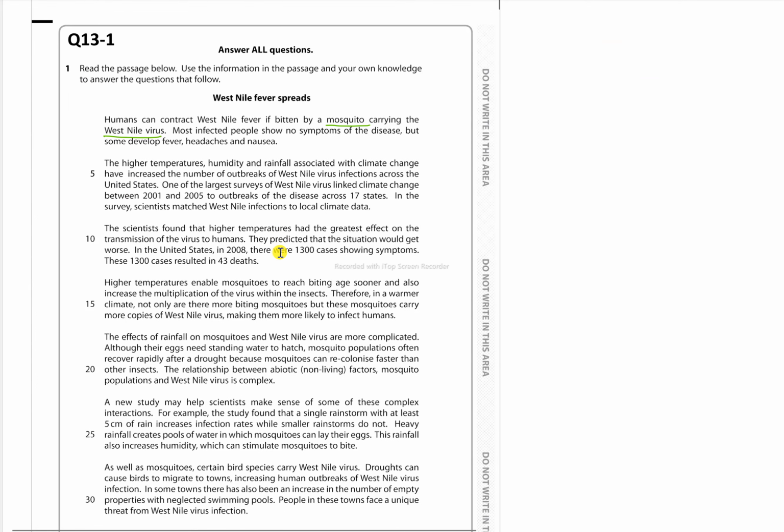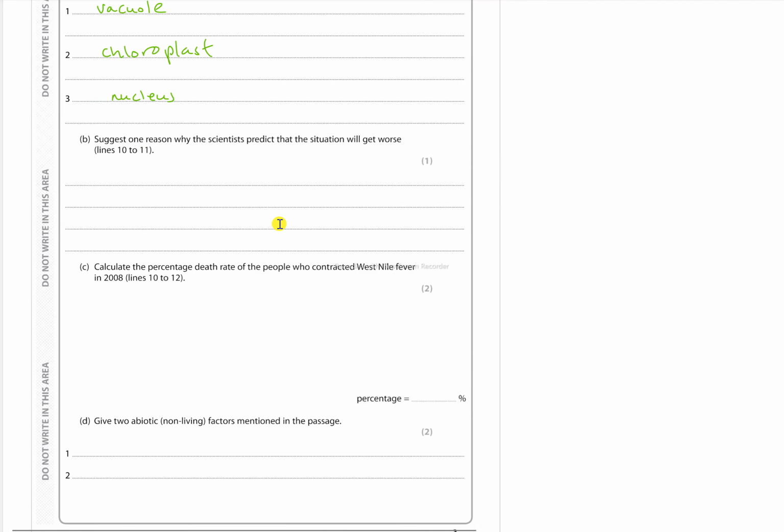So just one reason why scientists predict that the situation will get worse. Question 10 to 11. Temperatures, there you go. So rising global temperatures. It would mean that there's a change in climate, which means if it gets warmer, the mosquitoes will move into the cooler areas which are now warmer, and that's where they'll breed.